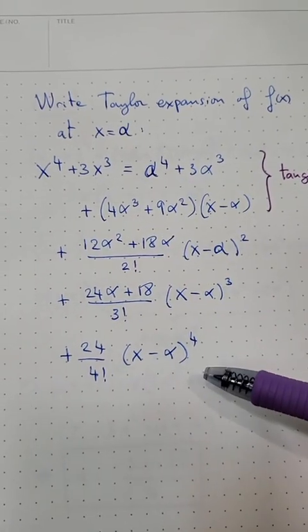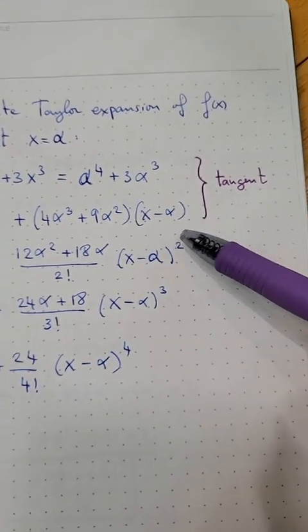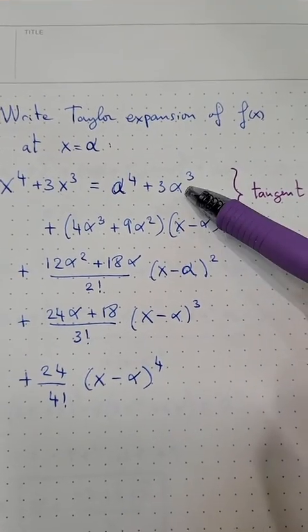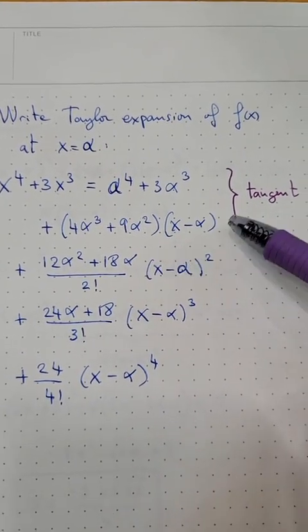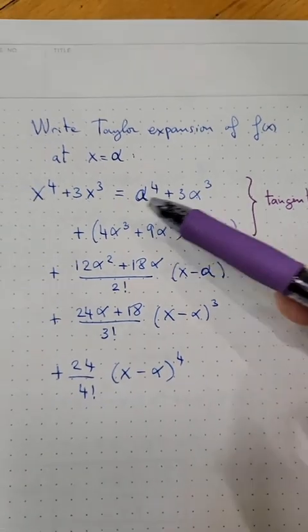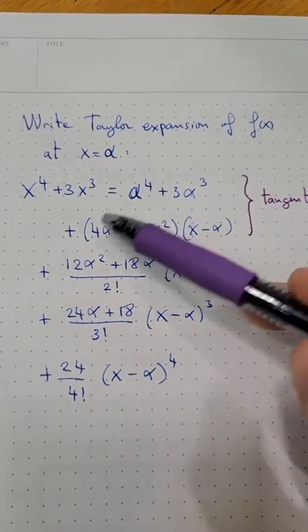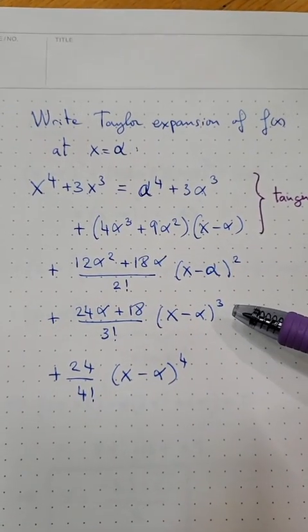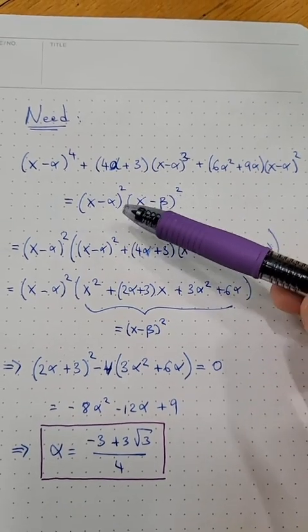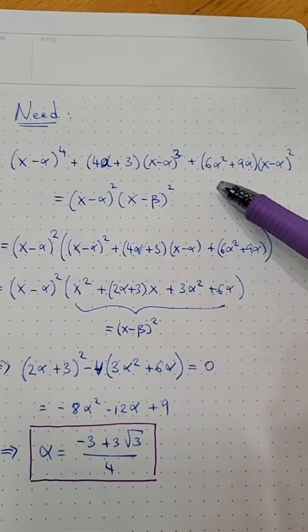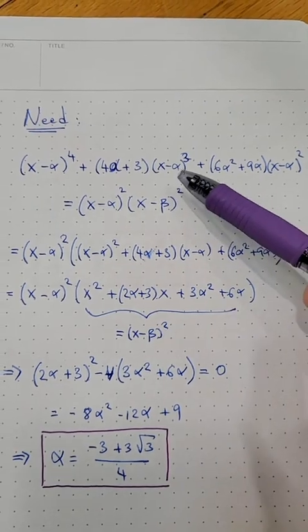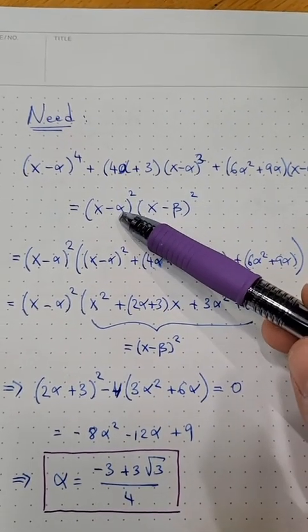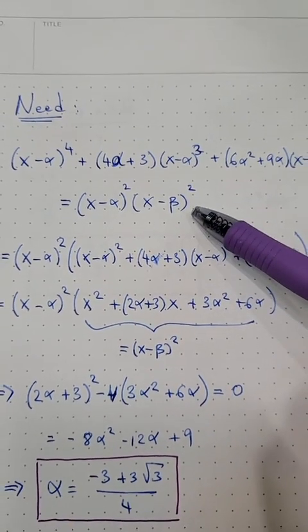So this has to be an equality of polynomials. And notice that the first two terms, the constant term and the linear term, are actually the tangent line. So when I subtract from this the tangent line, what I'm going to get is this, these three terms together. So what I now need is for those last three terms of the Taylor expansion to have a double root at alpha and some other double root.